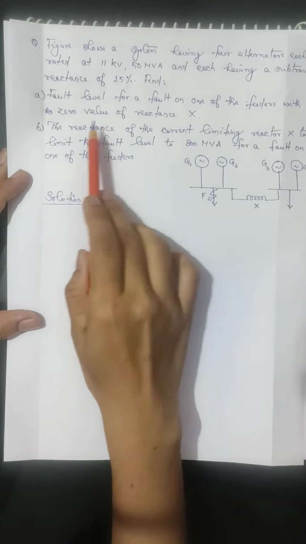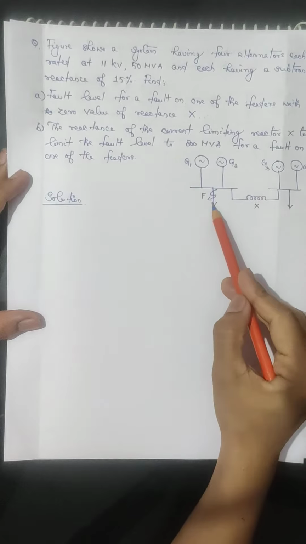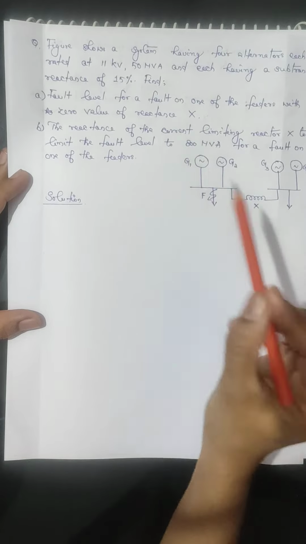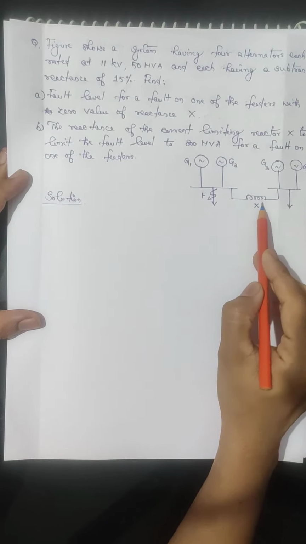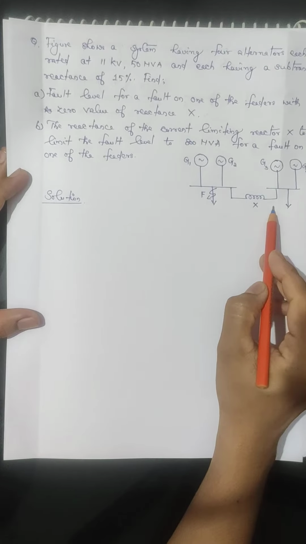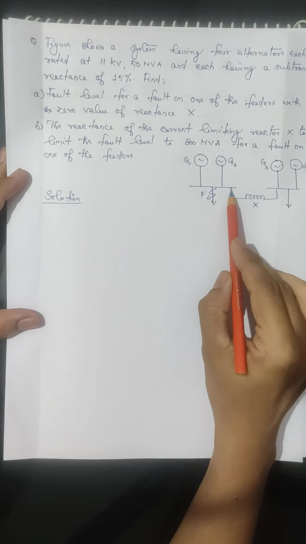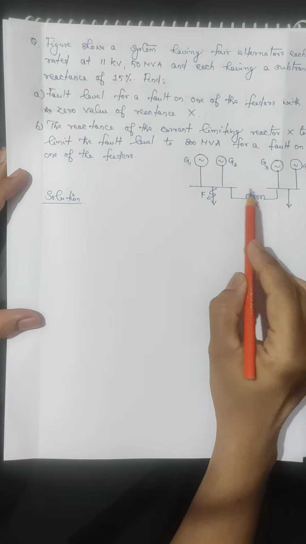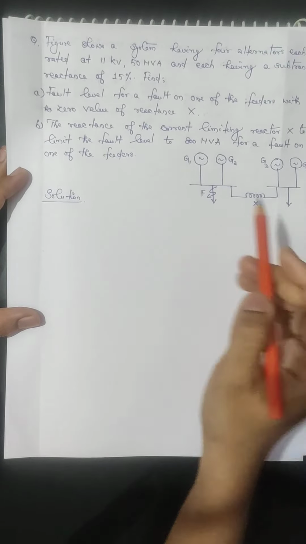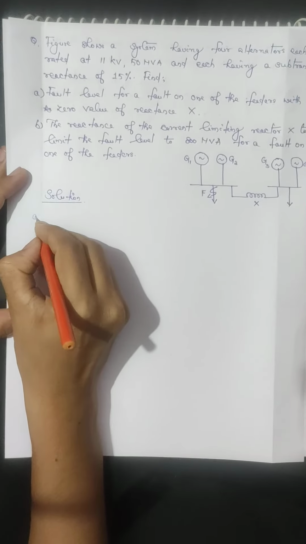And calculate the fault level corresponding to this case with 0 value of reactance X. That is, the value of this reactance X is 0. So that means no reactance is here. So it is like a short circuit. So let us solve that case.